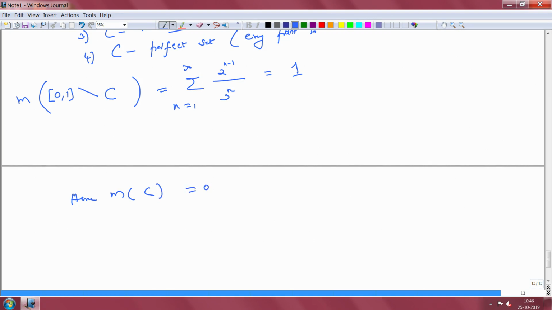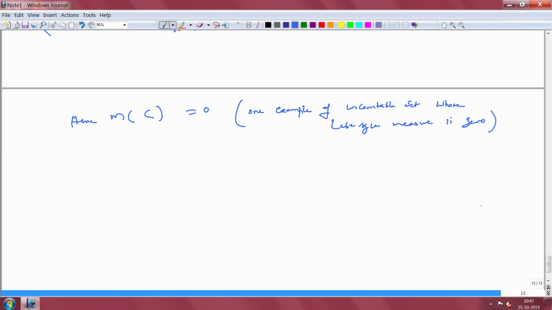So, this is one example of an uncountable set whose Lebesgue measure is 0. Of course, if you take a countable set, it has measure 0. But this is one example where the set is uncountable, but its Lebesgue measure is 0.